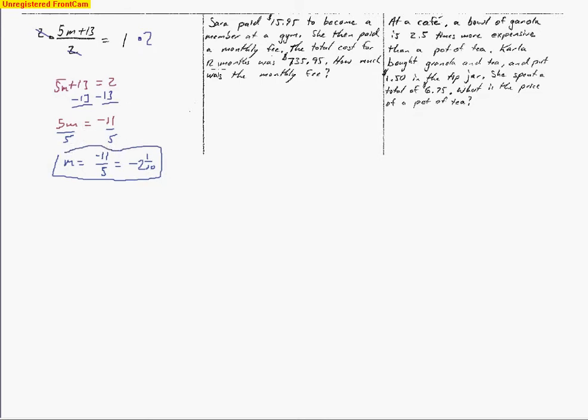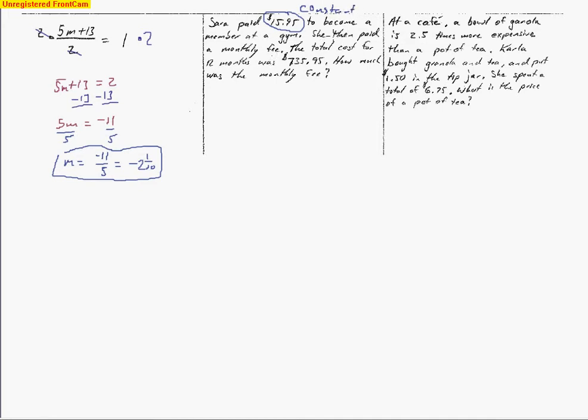Next one here, it says Sarah paid $15.95 to become a member of a gym. She then paid a monthly fee. Total cost for 12 months was $735.95. Well, she paid this $15.95. She had to pay this up front, so this is like our constant. It's a one-time fee that we're going to end up paying.